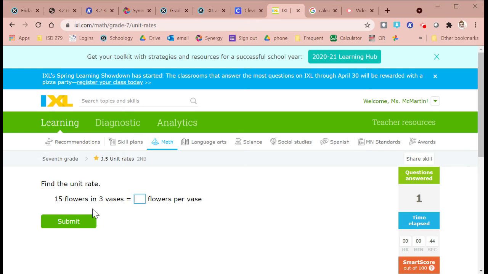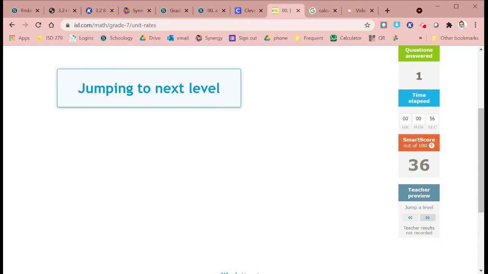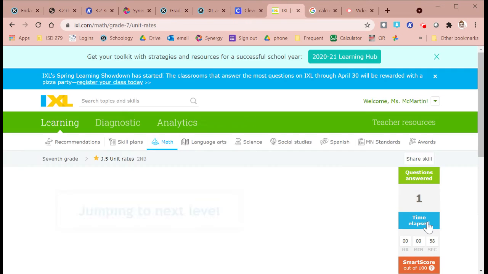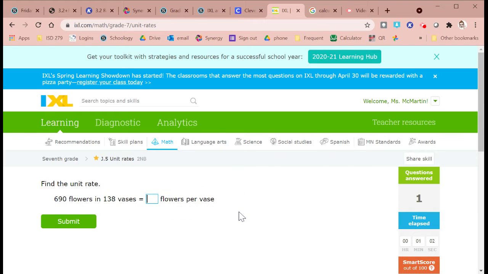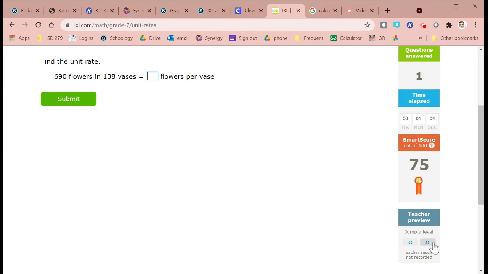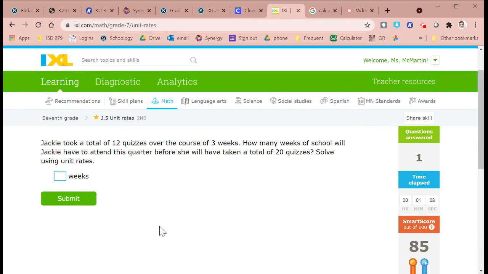And this type of problem is going to just keep going. So you'll have 15 flowers per 3 vases. So how many flowers per vase? We'll just do 15 divided by 3. As you go up, though, I wanted to point out they're going to have another type of problem. Let me get to the next level. So once you get into like the 75, 85 range, I just want to make sure you know how to do a problem like this.